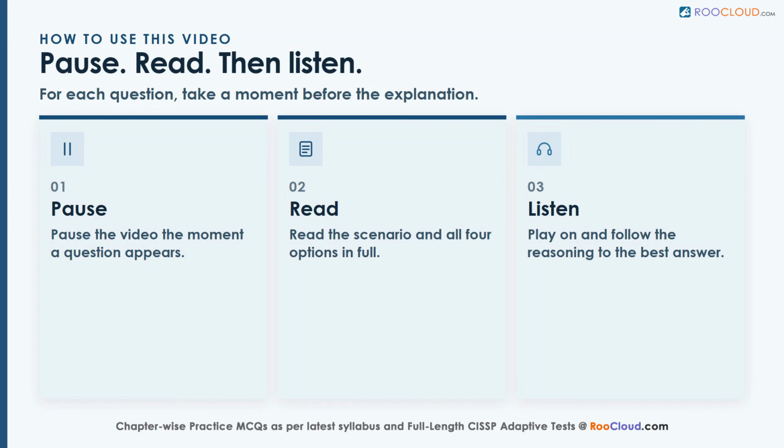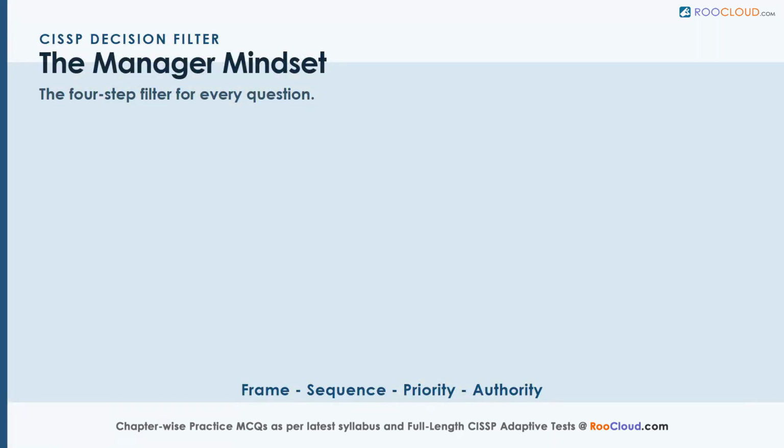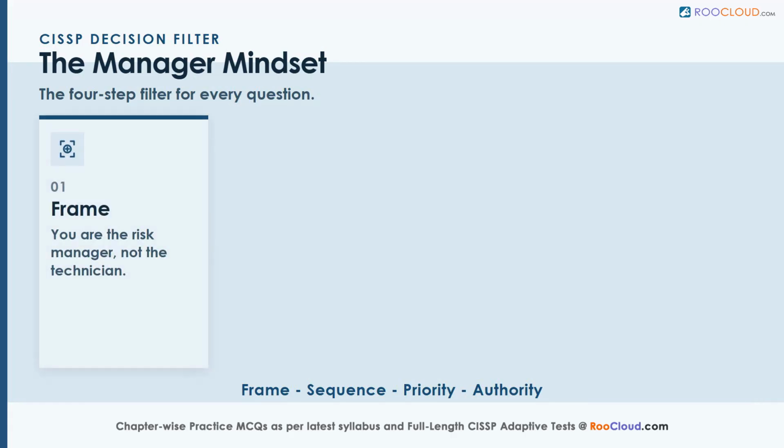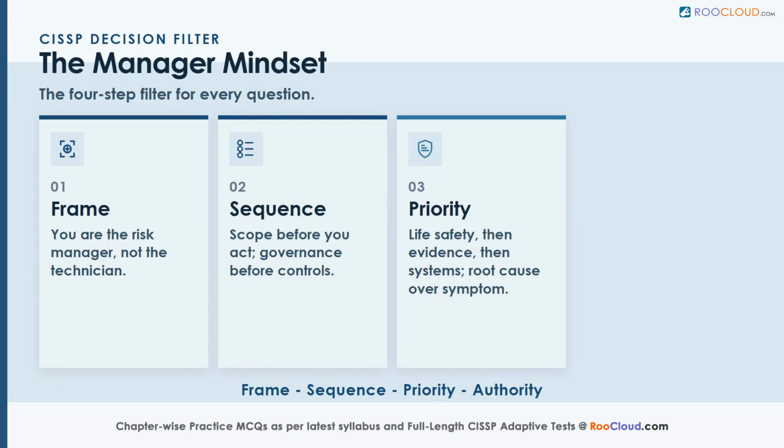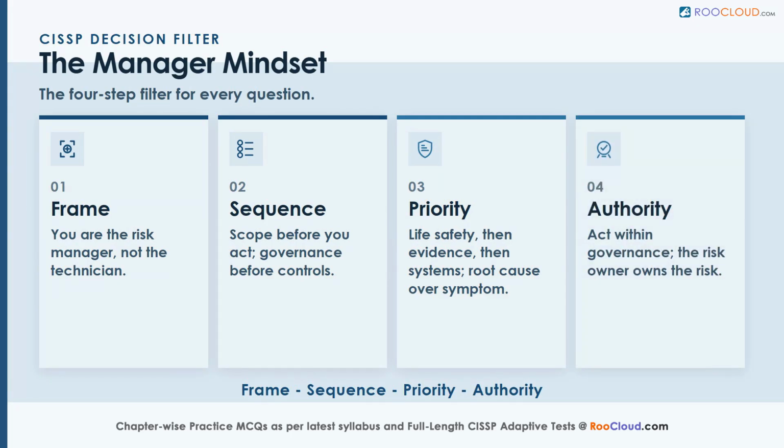Quick reset on the filter before we dive in. 4 steps. Frame. You are the risk manager, not the technician. Sequence. Scope before you act. Governance before controls. Priority. Life safety. Then evidence. Then systems. And root cause over symptom. Authority. Act within governance and let the risk owner own the risk.